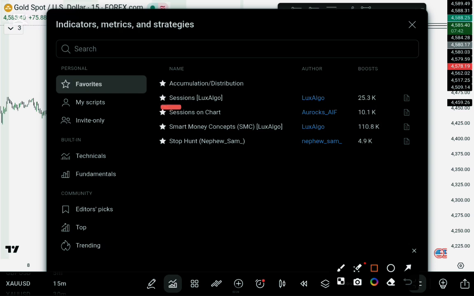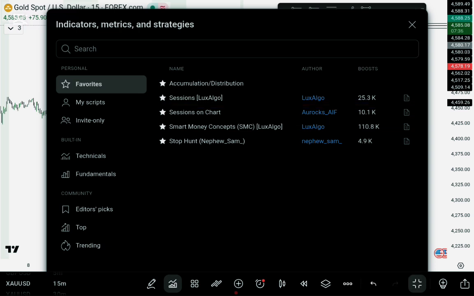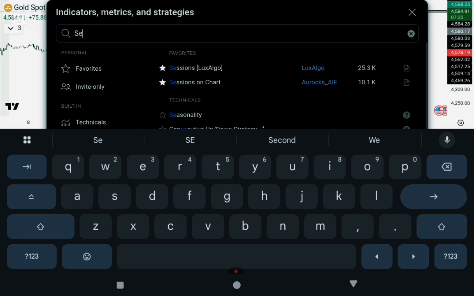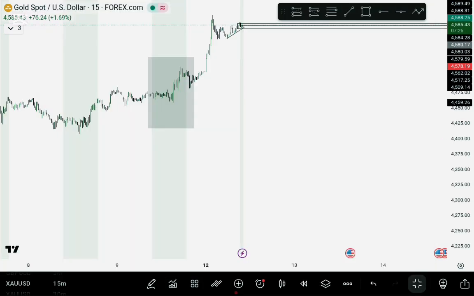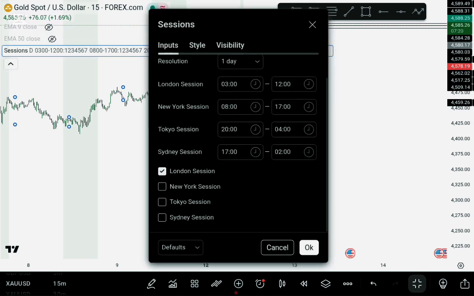This is the one we're using, Session on Charts. So you search for Session on Charts on this platform, then it will give you the indicator. You can favorite it, and once you've gotten the indicator, you click on it. You go to settings. Then you click on only London session.